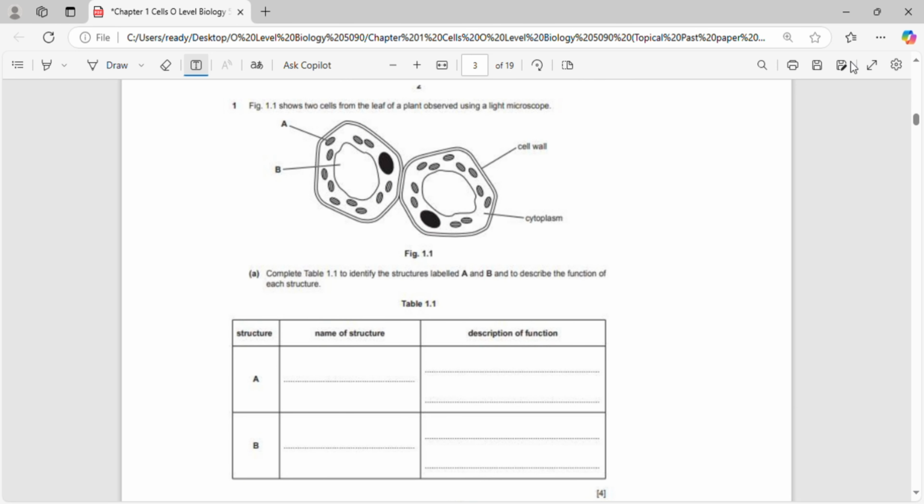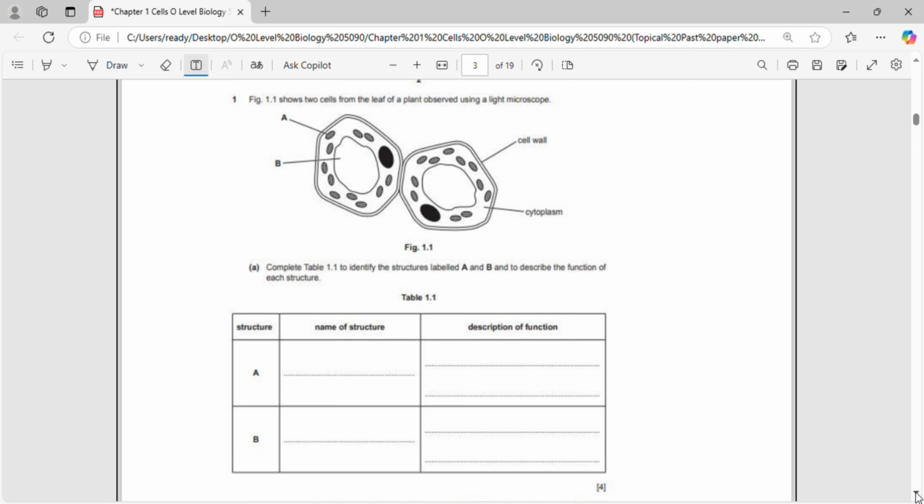Let's move on to the next question. In figure 1.1, we have 2 cells from a plant leaf, observed through a light microscope. You'll notice that the cell wall and the cytoplasm have already been labeled for you. There are also 2 other parts in the image that we need to identify and then complete the table provided.